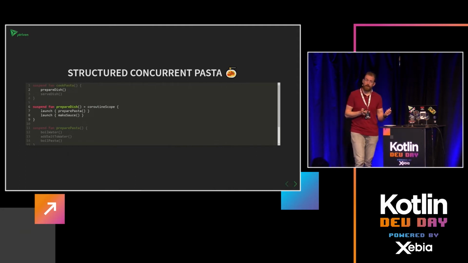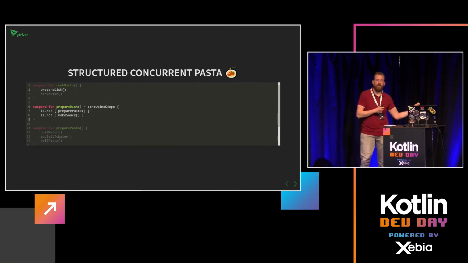There's a prepare dish function where we say, okay, well, if we want to prepare the dish, we need to launch two separate tasks. We need to prepare the pasta and make the sauce. And here I'm using the coroutine-scope function that's provided to you by the Kotlin library, which enables me to use the launch function and also the async function we saw earlier.